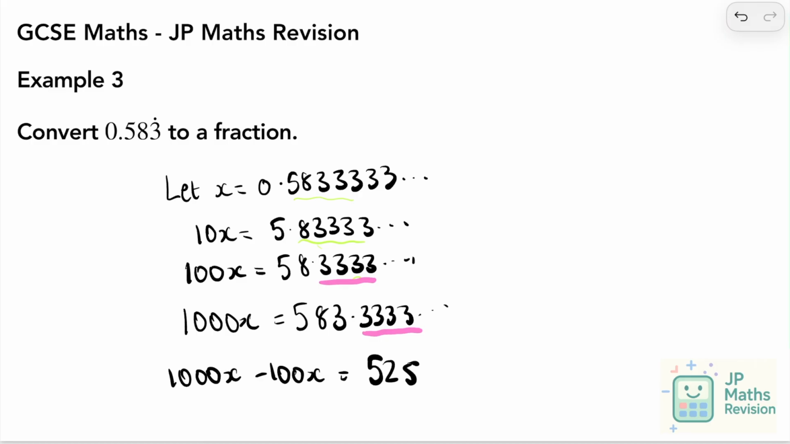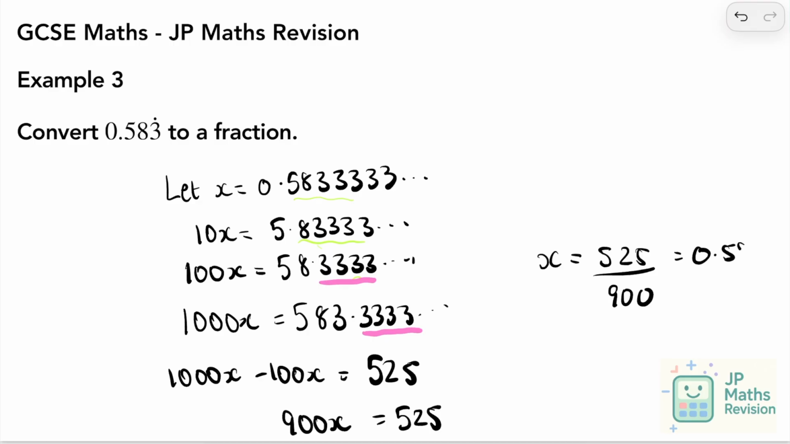So 1000x take away 100x is going to be 900x. If 900x equals 525, I can therefore say that x equals 525 over 900, which is the same as 0.583 recurring. This fraction could probably simplify. It doesn't specify that we have to simplify it, so for now I'm just going to leave it like that.